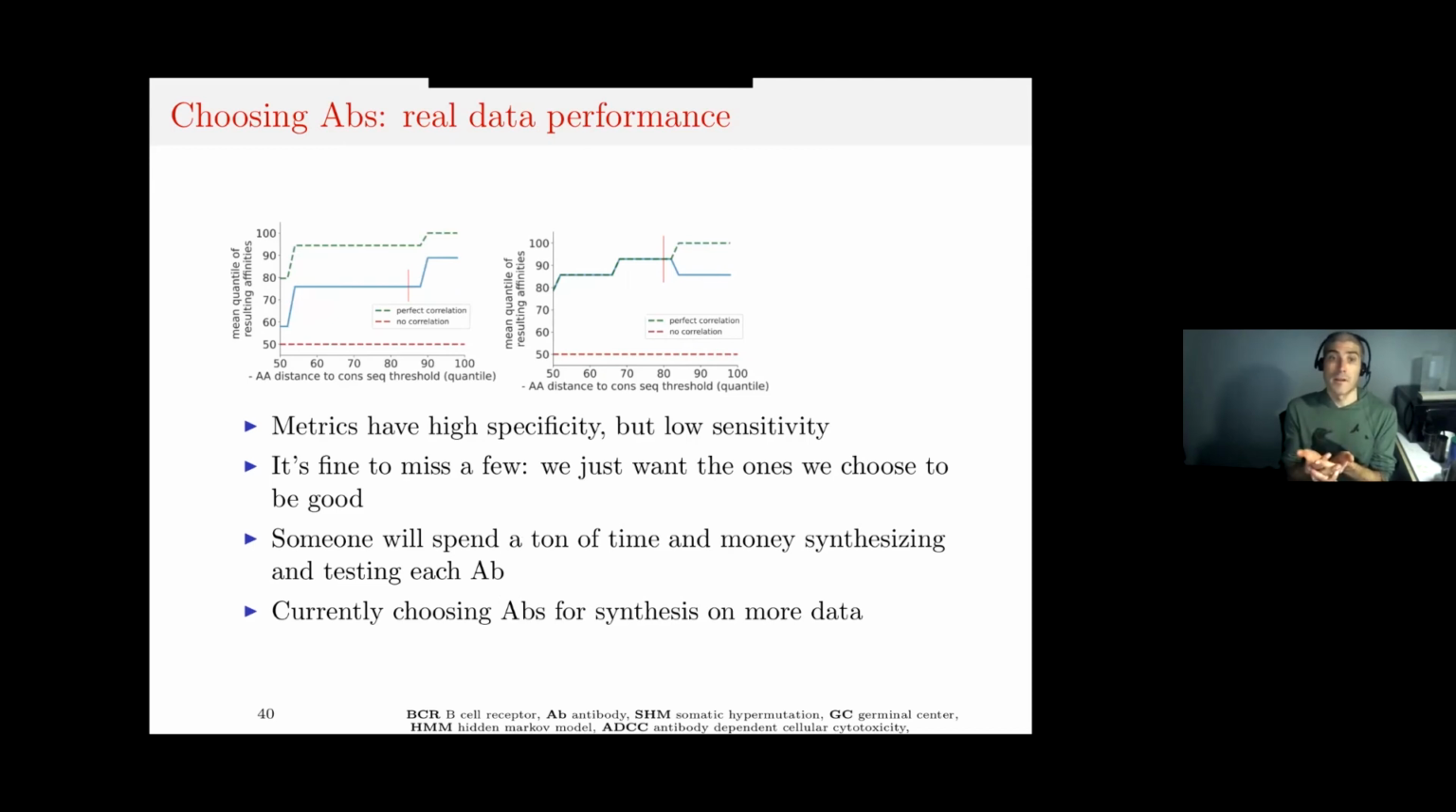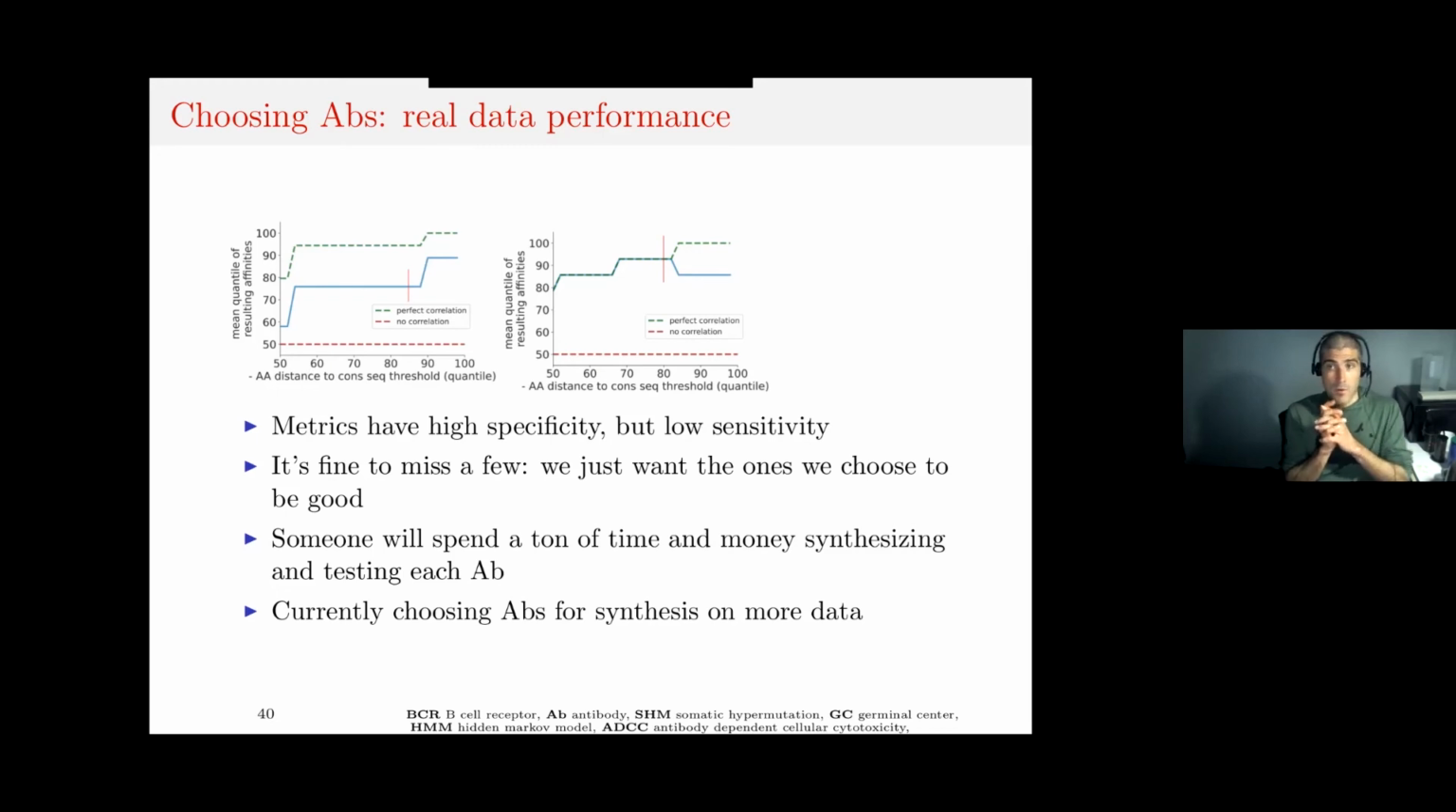So there's a million public data sets out there that test affinity or neutralization on a handful of antibodies. These are just the two that I have in the paper. These are two well-known HIV BNAB data sets. One of these I think has like 7 antibodies and the other one has like 15 or something like that.